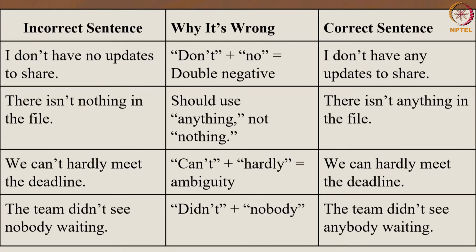That's the correct form. Third one, we can't hardly meet the deadline. So, can't plus hardly leads to ambiguity. Correct sentence, we can hardly meet the deadline. Hardly itself is negative. Rarely is a negative. Remember these. The team didn't see nobody waiting. Didn't plus nobody. So, the team didn't see anybody waiting. Instead of nobody, use anybody.